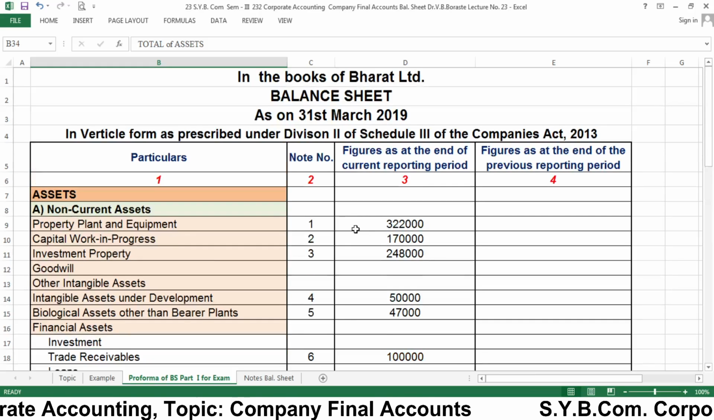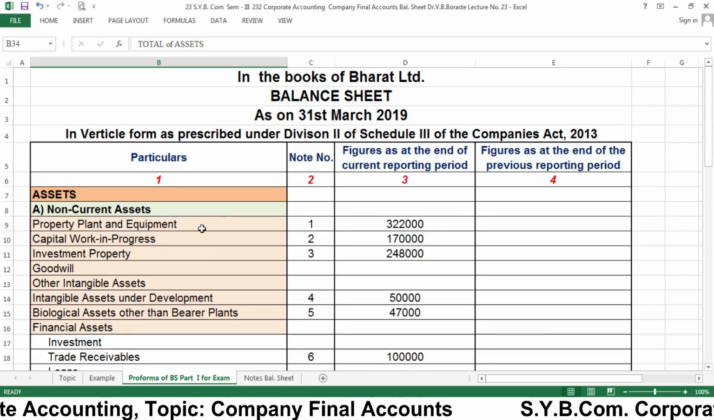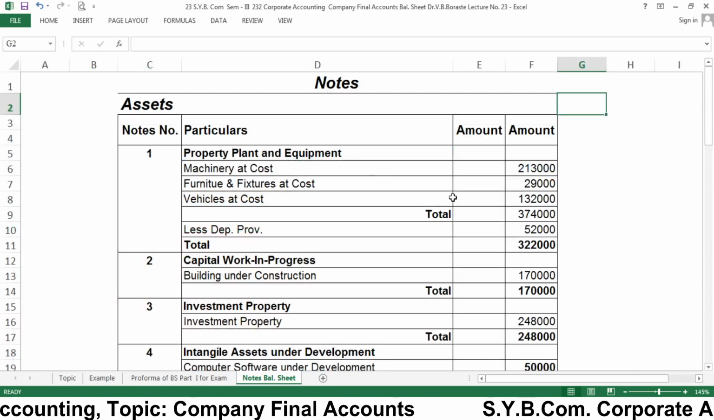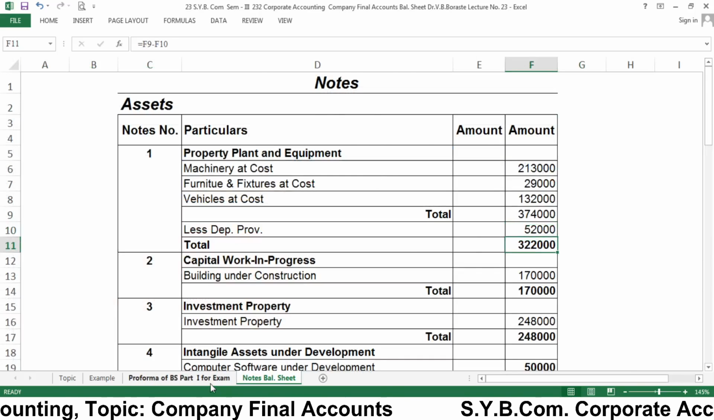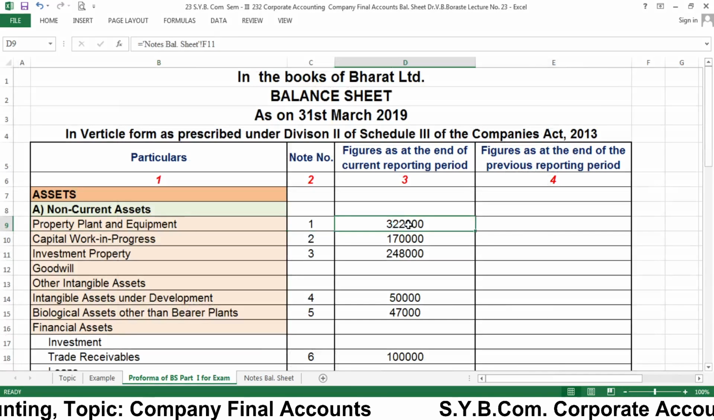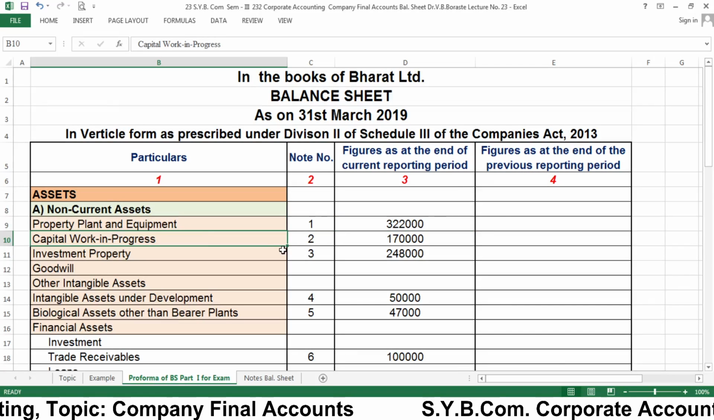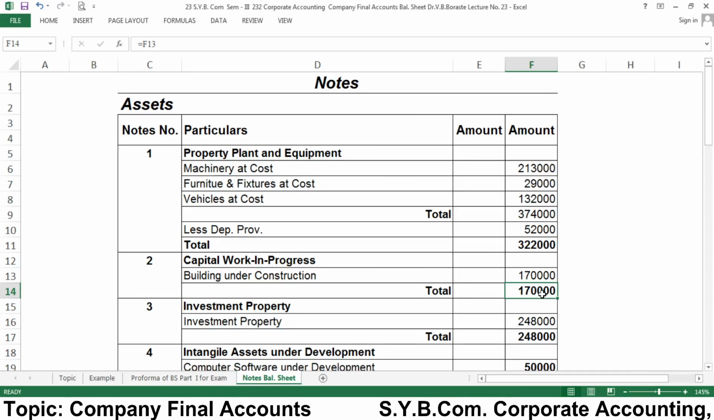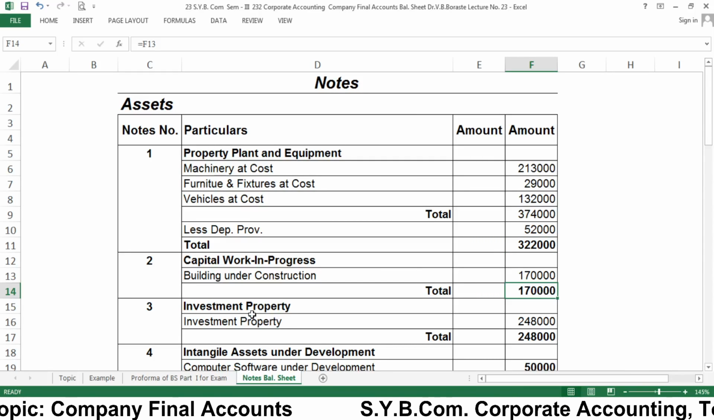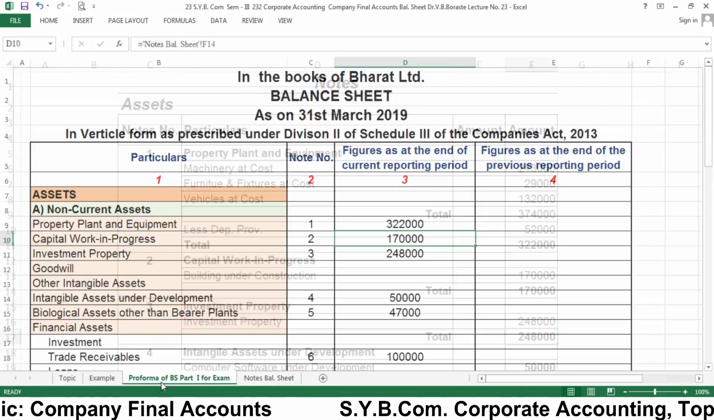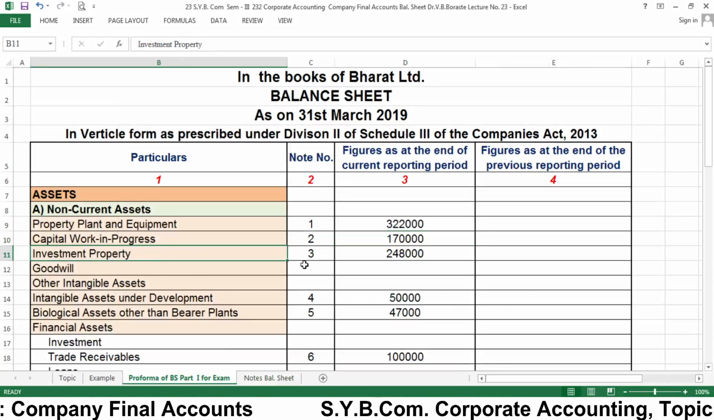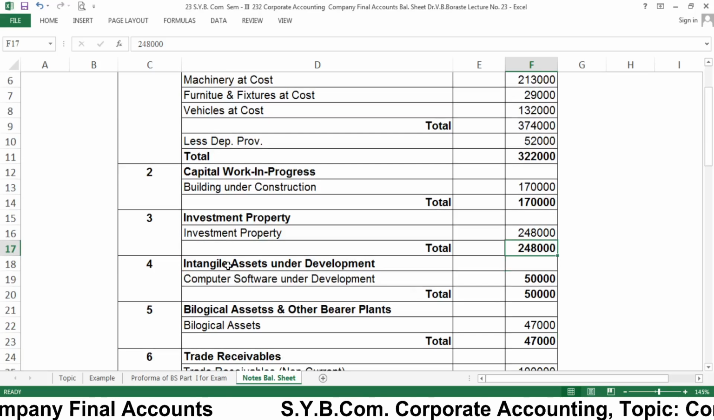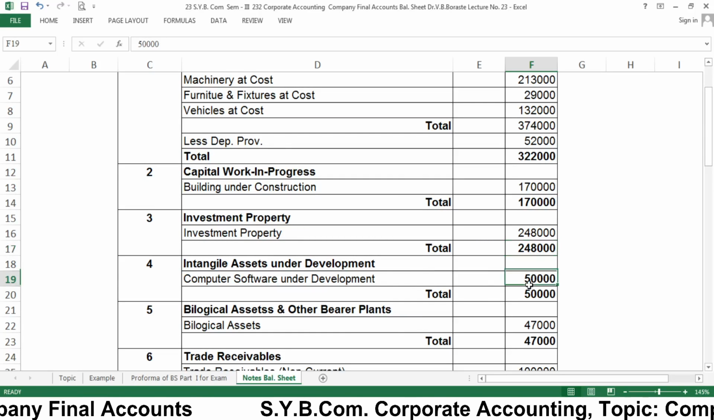The simple way of solution is that here I have put the total of property, plant and equipment. Here you can see the property, plant and equipment total is 3,22,000, so I have put the amount of 3,22,000. After that, capital work in progress is rupees 1,72,000. Investment property is 2,48,000, so here the investment property is 2,48,000.